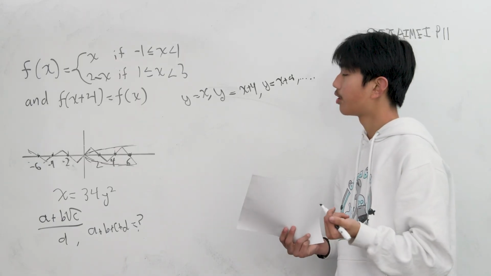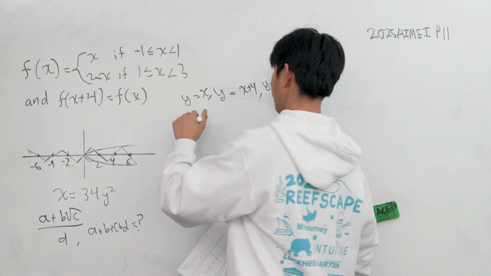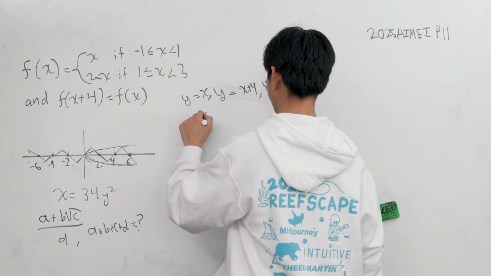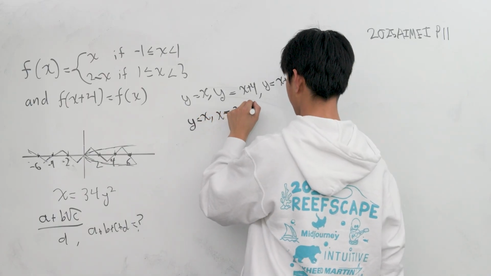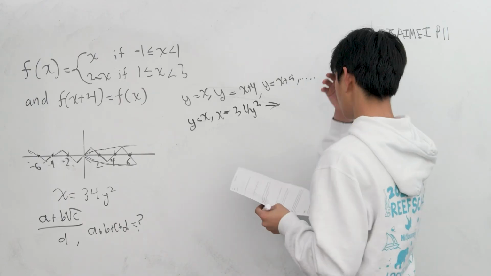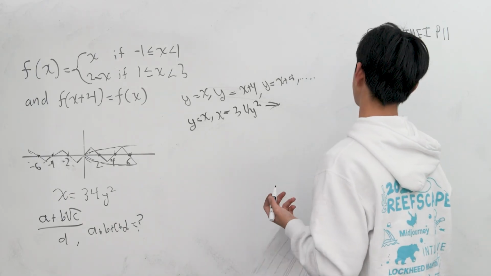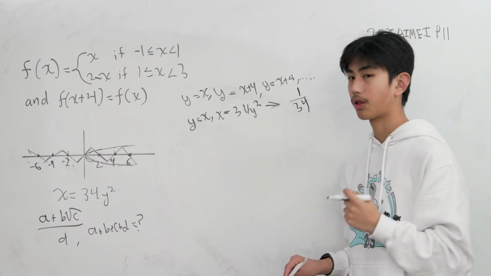Thus, since we want to find the sum of the y values of all these, we solve the system y equals x and x equals 34 y squared, and use Vieta's formulas to get that. We basically just get that the sum right here is 1 over 34 for the positive.